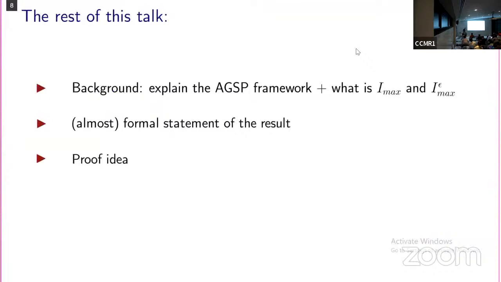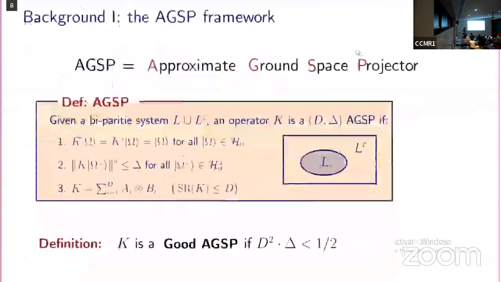Okay, so how much time do I have? Okay. So in the rest of the talk, I want to try to explain a little bit of the proof. The proof is technical, so I can't really explain it all, but I'll try to give you a background about the framework in which we prove it, a formal statement of the result, and then some idea of how it goes. Okay, so the framework we use to prove it is called the AGSP framework.